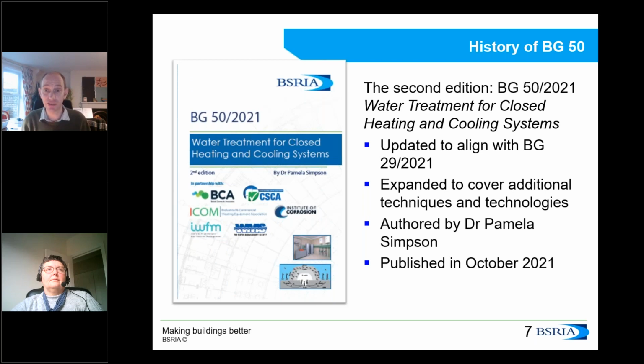So this is the second edition of BG50. There's a number of reasons why we've updated it. First of all, to align with BG29. Actually, BG29, we did have a 2020 edition, but we then made some changes to that. So there is also a 2021 edition of BG29, which came out about, I think it was April this year. In addition to that, we've covered some additional technologies and techniques that were not covered in the previous edition of BG50. It was authored by Dr. Pamela Simpson, who we have here today, and this was published almost 2 months ago now. It was around the beginning of October 2021.